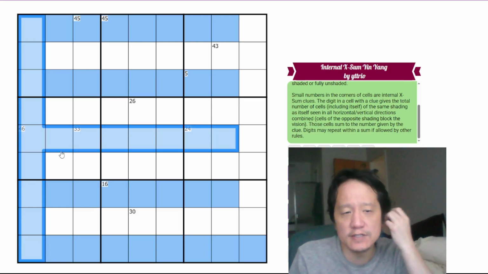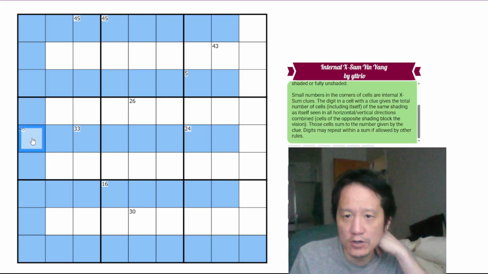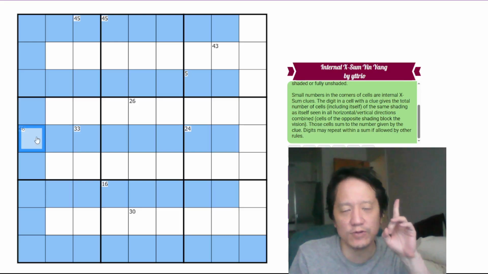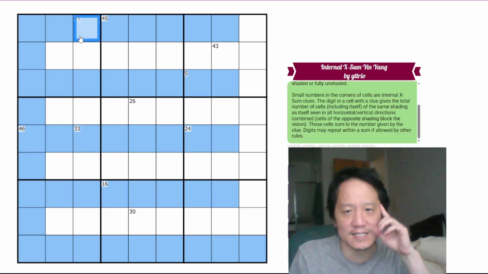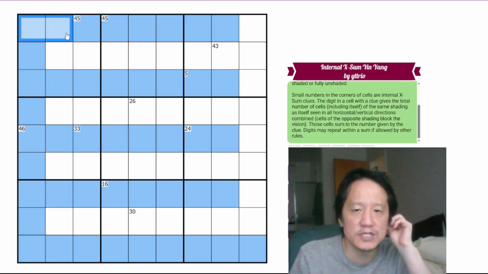And again, I think it's supposed to see itself too. So this counts once, I believe, right? Yeah, because it gives the total. Oh, okay. Apologies. I didn't completely read that correctly. So the digit in the cell tells you the total number of cells, including itself, of the same shading as itself, seen in all directions.